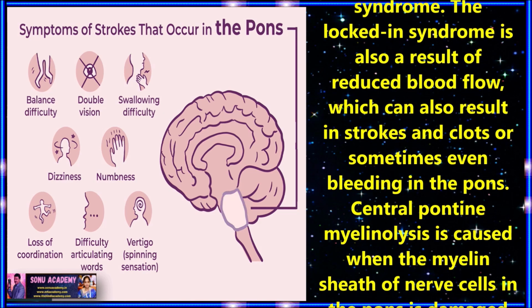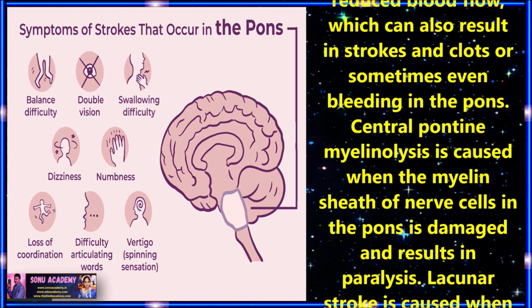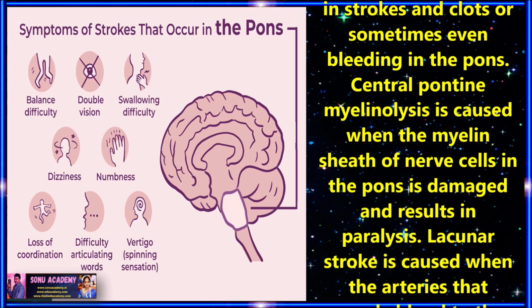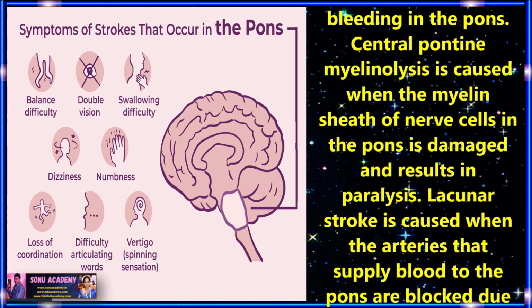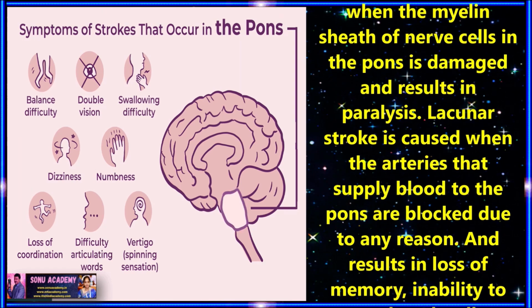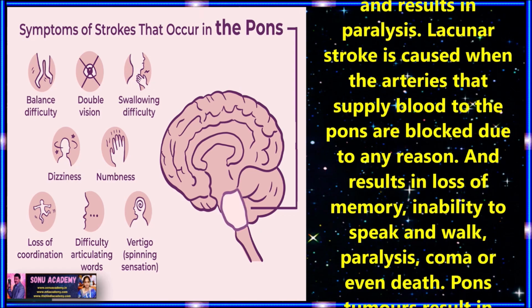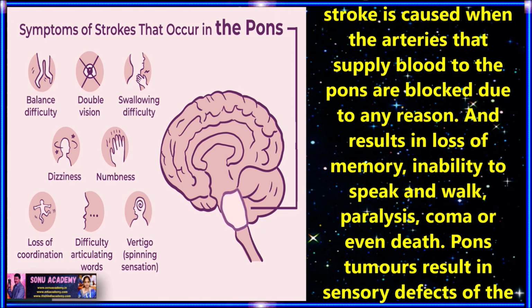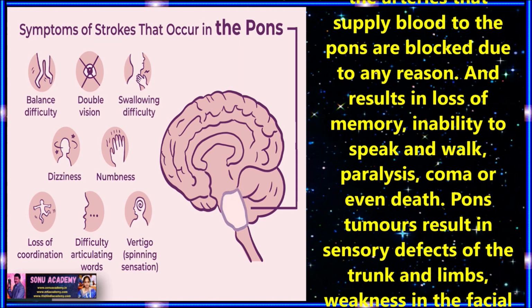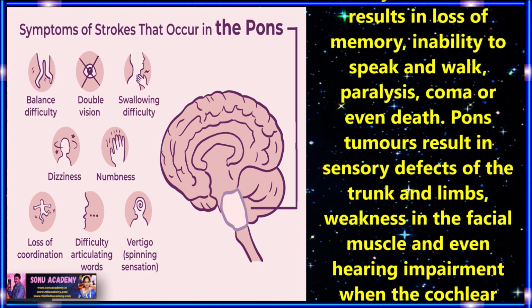Central pontine myelinolysis. Central pontine myelinolysis is caused when the myelin sheath of nerve cells in the pons is damaged and results in paralysis. Lacunar stroke. Lacunar stroke is caused when the arteries that supply blood to the pons are blocked for any reason and it results in loss of memory, inability to speak and walk, paralysis, coma or even death.